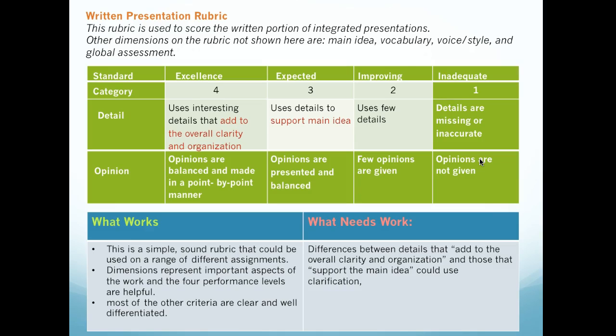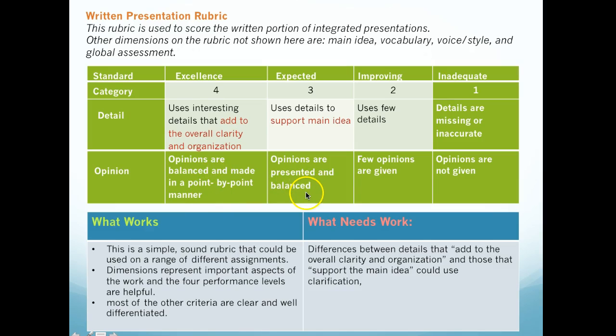Dimensions represent important aspects of the work, and the 4 performance levels are helpful. So you have 3, 2, 1. And now notice the other ones go from left to right. This one goes from right to left, low to high, high to low. Most of the criteria are clear and well defined, so you can measure them. Opinions are balanced and made in a point-by-point manner.